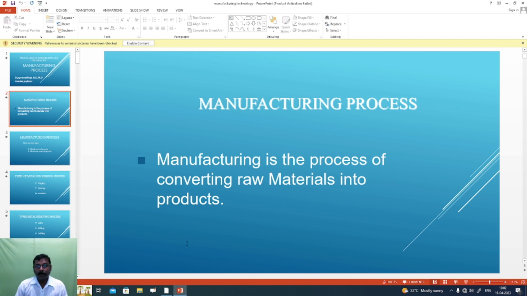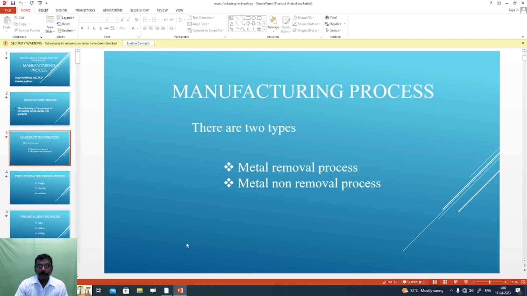Here, in the manufacturing process, various types of processes are there. There are two major types of manufacturing processes available. First one is the metal removal process, then the second one is the metal non-removal process. What is meant by the metal removal process? The metal removal process means using the lathe, milling operations, drilling operations, etc. That is the metal removal process.